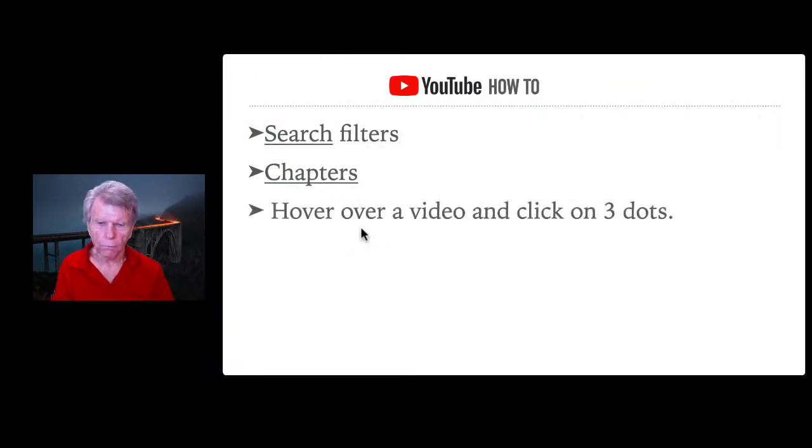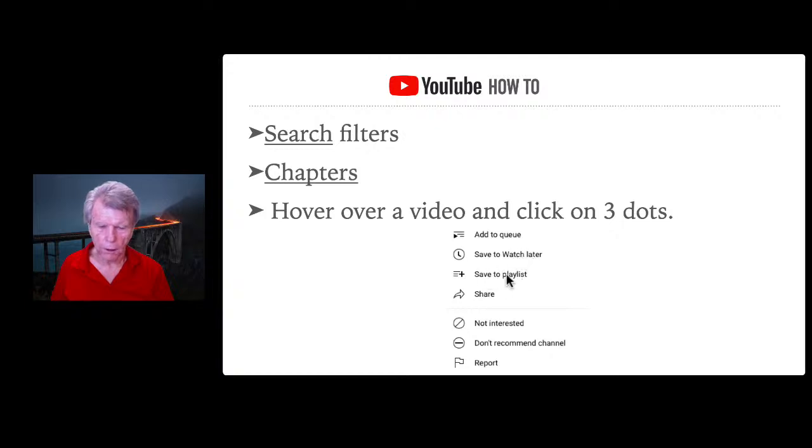So when you hover over a video and click on the 3 dots that appear when you hover over, you get this menu. So you can add things to your queue, you can add to your watch later list, you can add to your playlist, you can share, and we'll show that here in a minute. You can also customize what YouTube shows you by saying, I'm not interested, or I don't recommend this channel. And then if that channel is doing something that you think is inappropriate, you can report it from this menu.